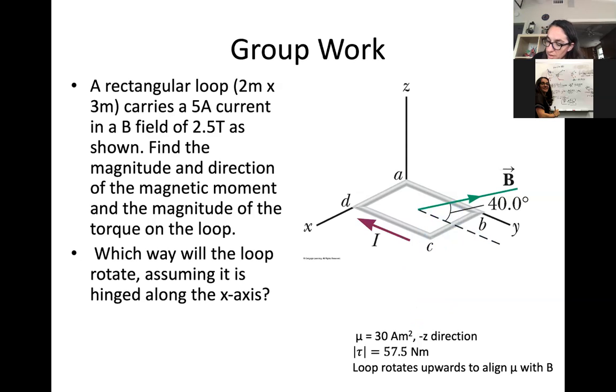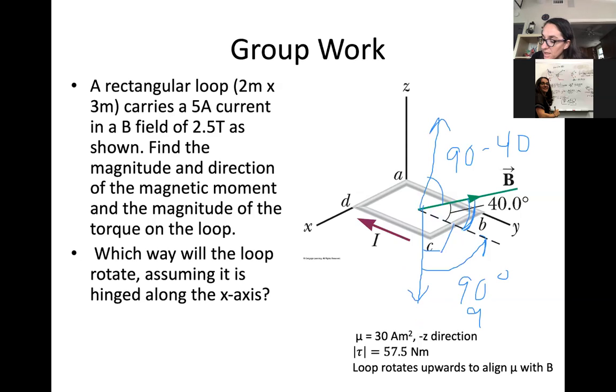Here is our magnetic moment. It points straight down, right? That's 90 degrees. It goes from the negative z to the y. From the negative z to the y, that's going to be 90 degrees. And then from the y, another 40 degrees. So that's 130 degrees. It is not the same as 90 minus 40. This is 90 plus 40.